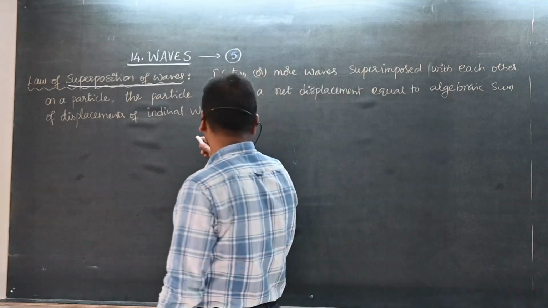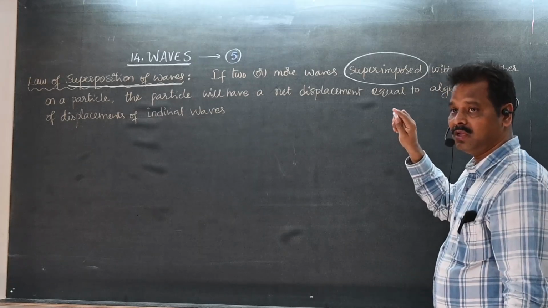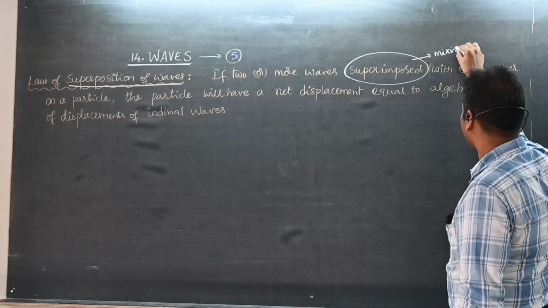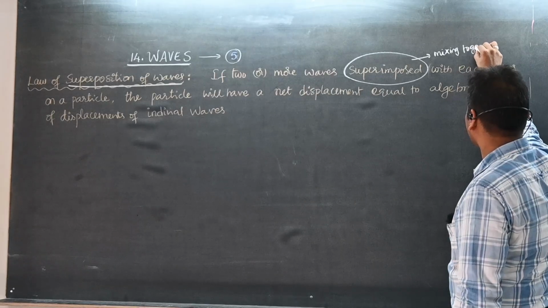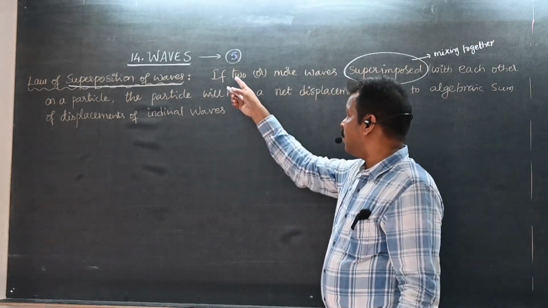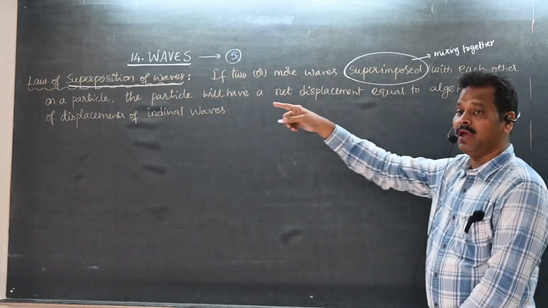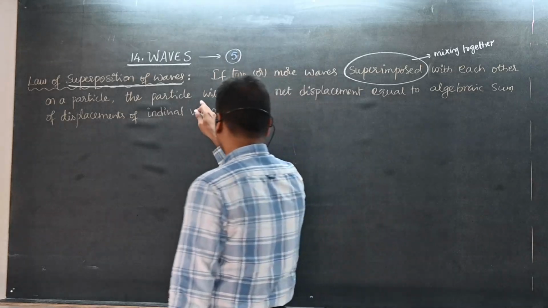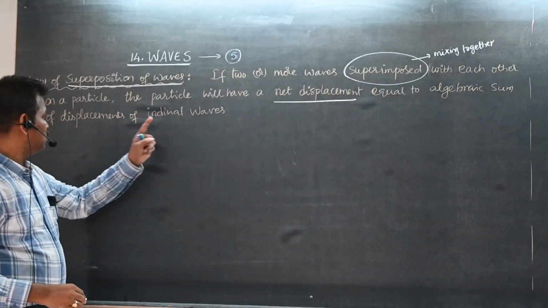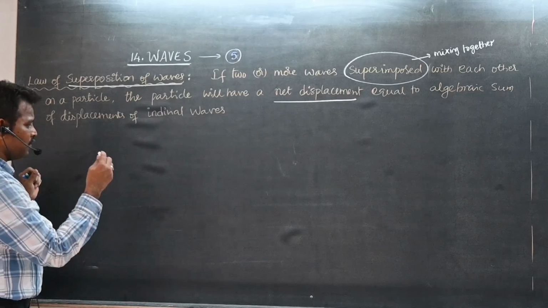What is meant by superimposed? What is the meaning of this word? Mixing together. So when two or more waves mix together with each other on a particle, the particle will have a net displacement equal to the algebraic sum of the displacements of the individual waves. So what is the meaning of this?